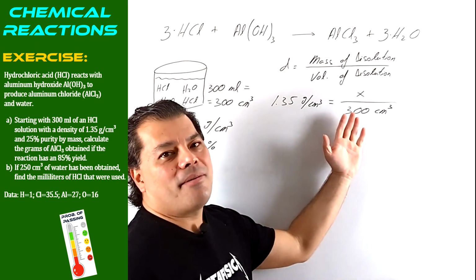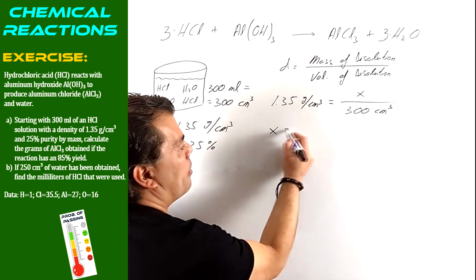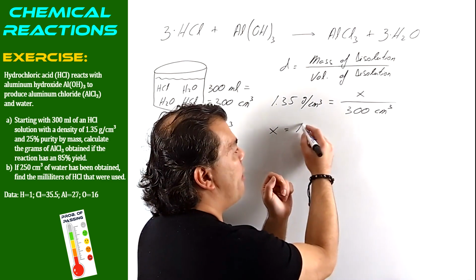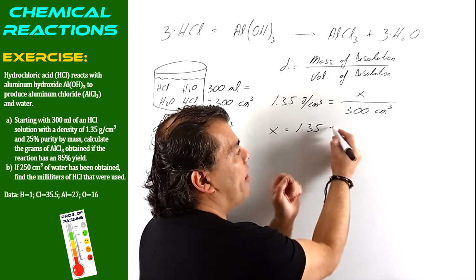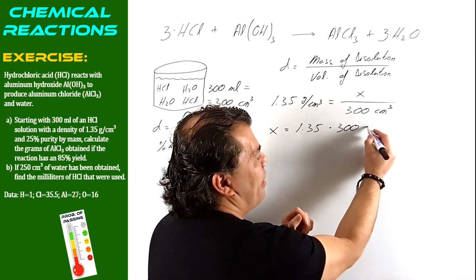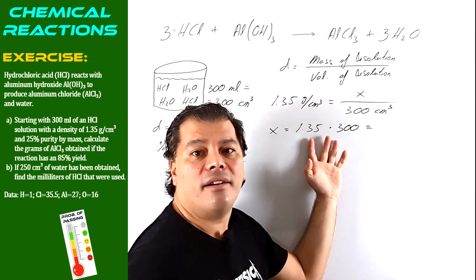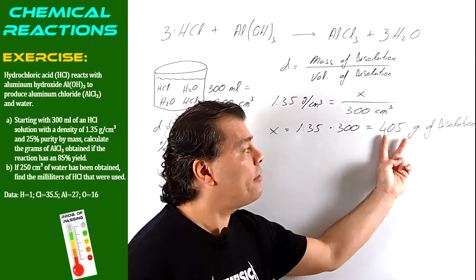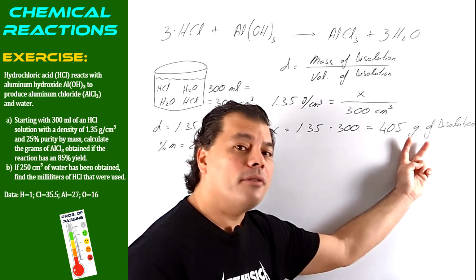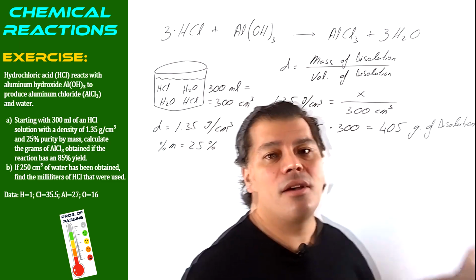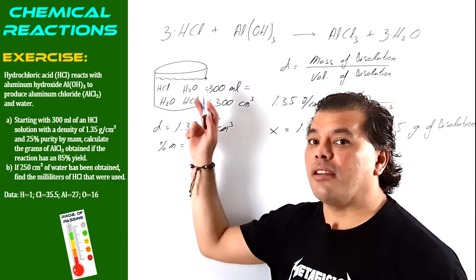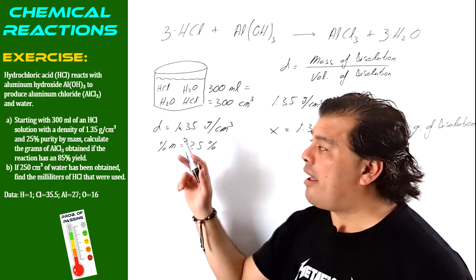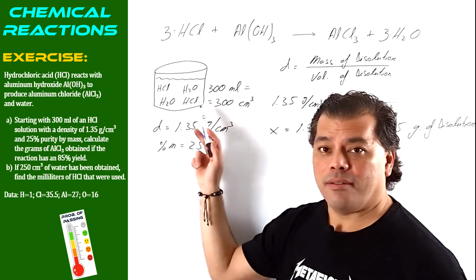And now it's time to know the amount of mass of the solution. Let's do 1.35 multiplying 300, okay? And let's use the calculator in order to calculate this data. I hope you have obtained 405 grams of this solution, but don't forget that this is the mass of all this solution, and we are interested only in knowing the amount of hydrochloric acid. And how are we going to know this data?